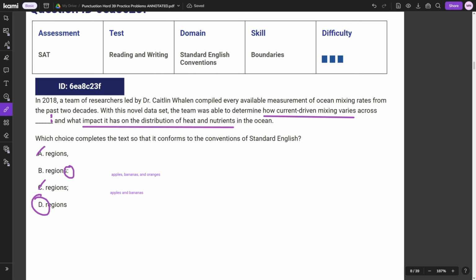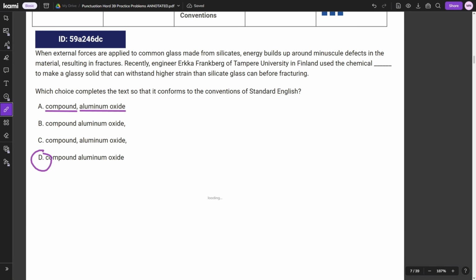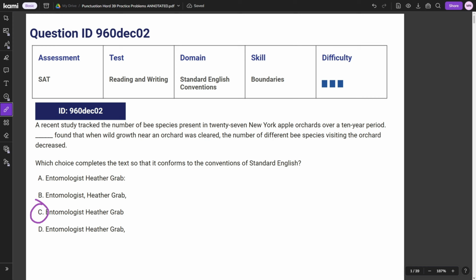For this one, whenever you have a list with only two items, you don't need to use any punctuation between the two. Alright, and I just went through all the questions. That looks like that's gonna be everything you need to know.